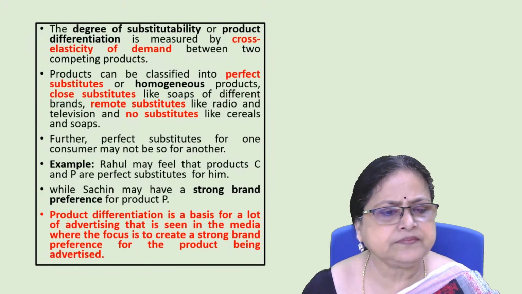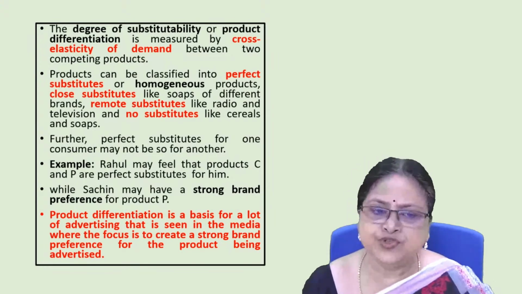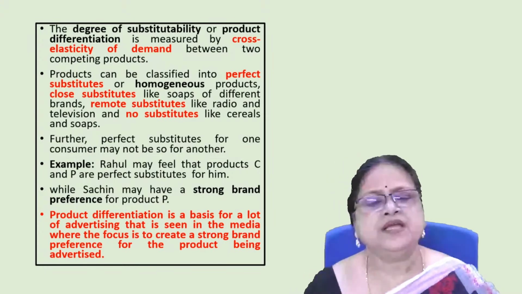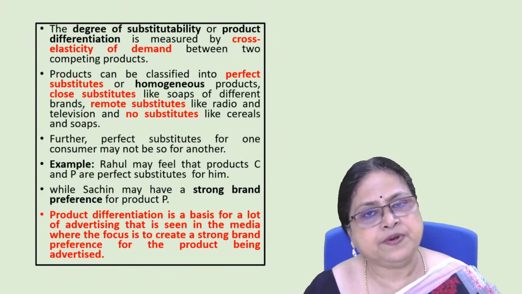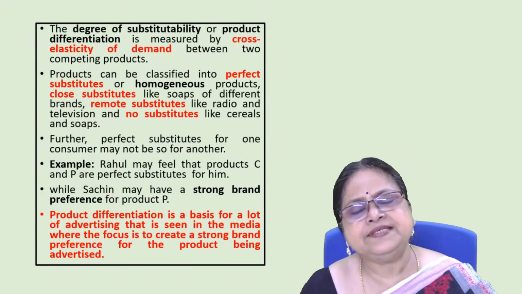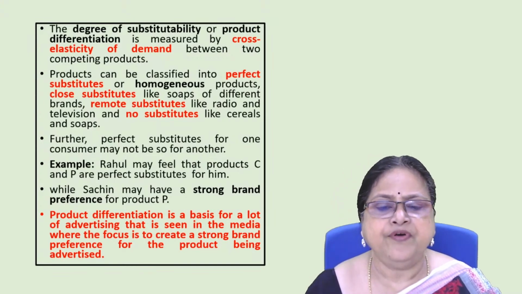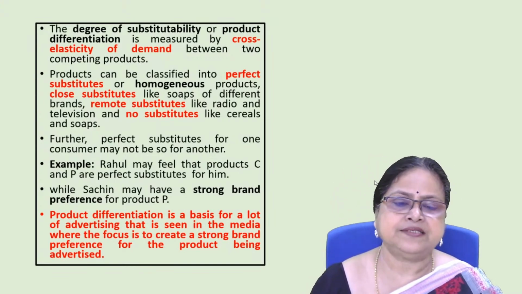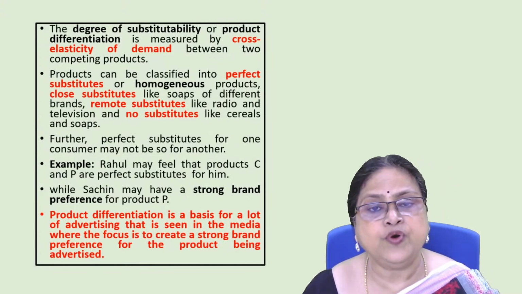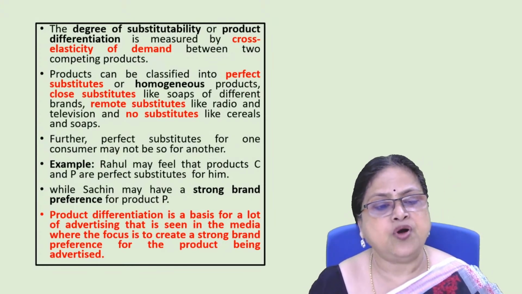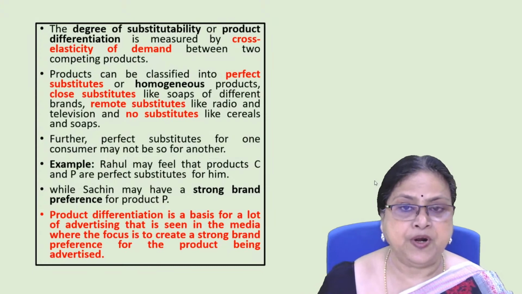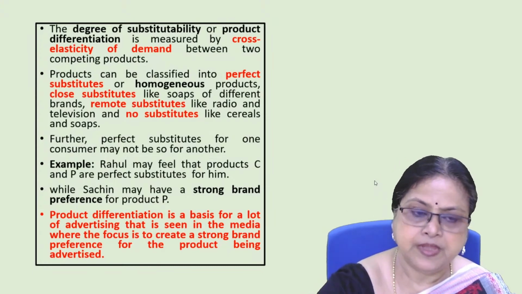That is, Rahul may feel that product C and P are perfect substitutes for him, whereas Sachin may have a strong brand preference for product P. So product differentiation is a basis for a lot of advertising that is seen in the media, where the focus is to create a strong brand preference for the product being advertised.